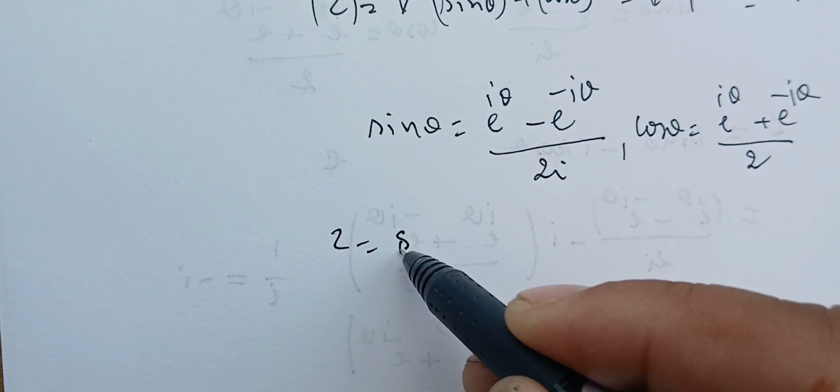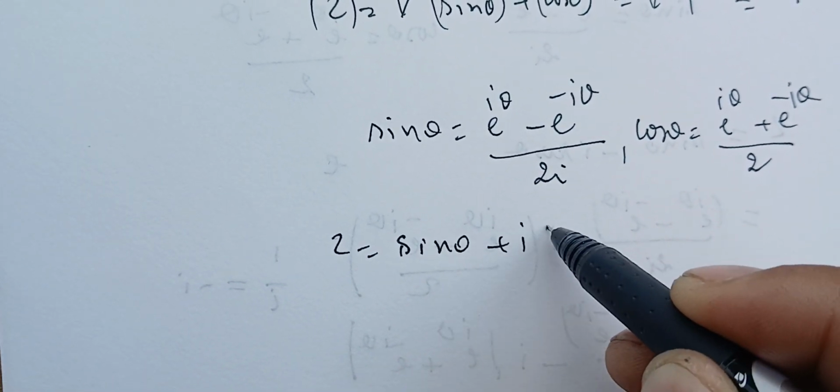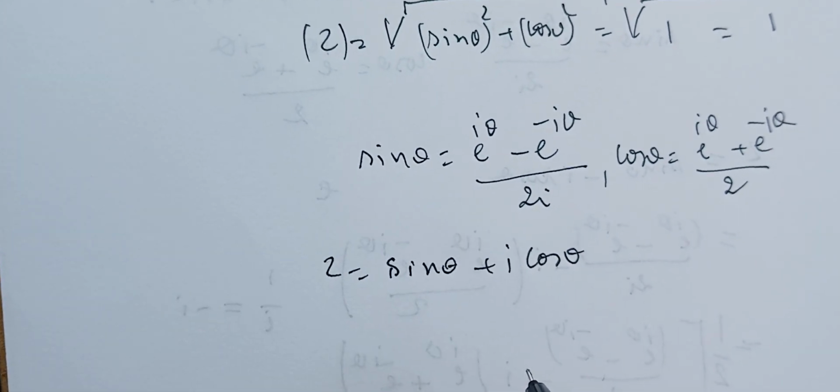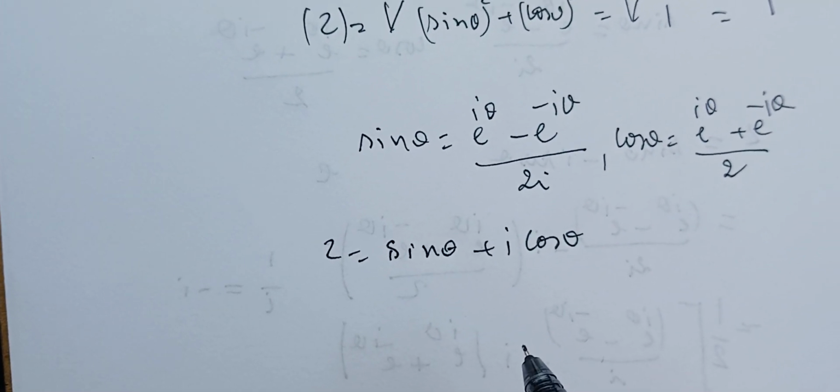z is sine theta plus i cosine theta, and it's still raining, and the rain is being recorded, I think. Okay, I like the rain when it's raining.